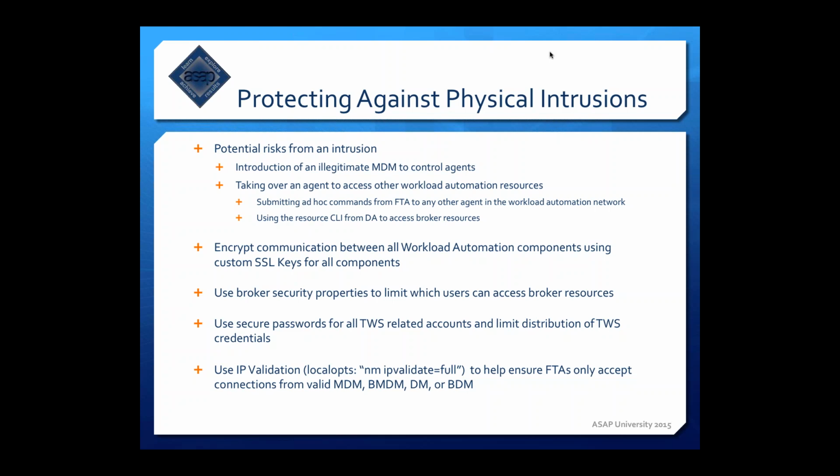And then another option is IP validation. There's a setting in the local options file that allows you to basically have TWS check to make sure that the IP address matches. If an IP address comes in, it tries to do a lookup and match the agent in the Symphony file, which makes sure it looks like the valid IP address coming in for that particular server. If it's not a valid one, it won't accept the connection. That's a way to prevent a strange master, an unacceptable master from connecting to an agent because it would reject the connection.